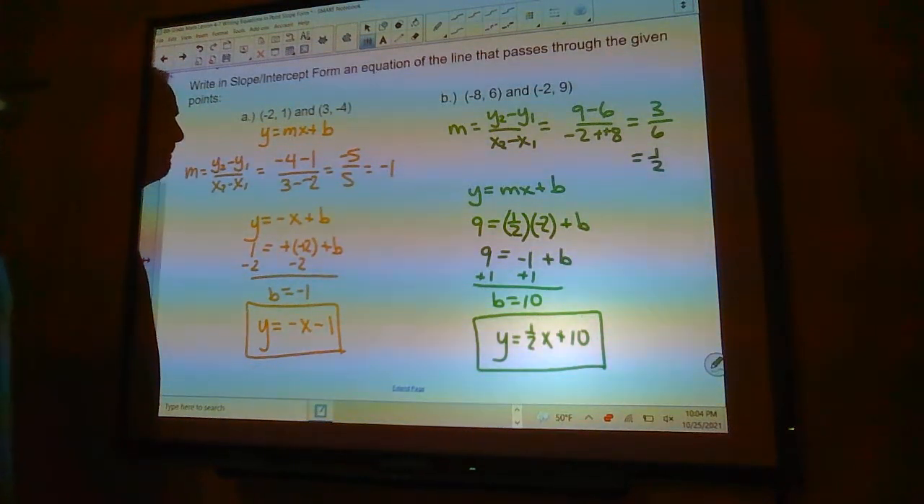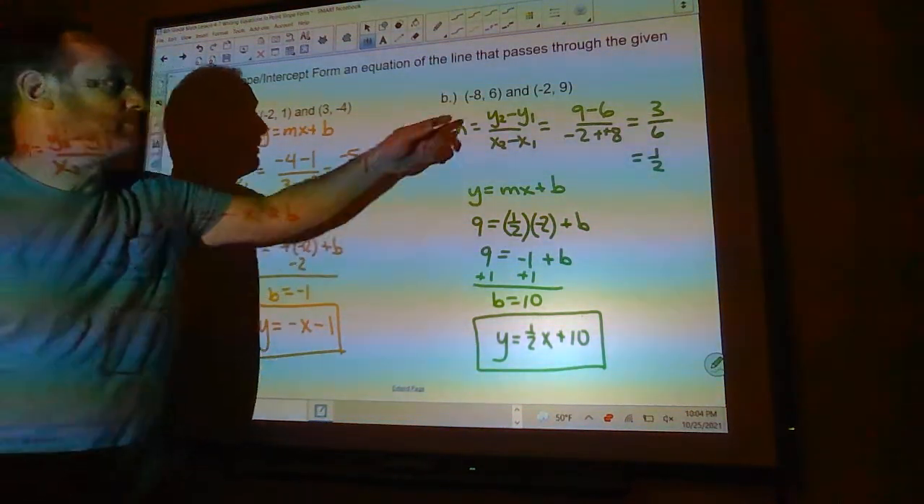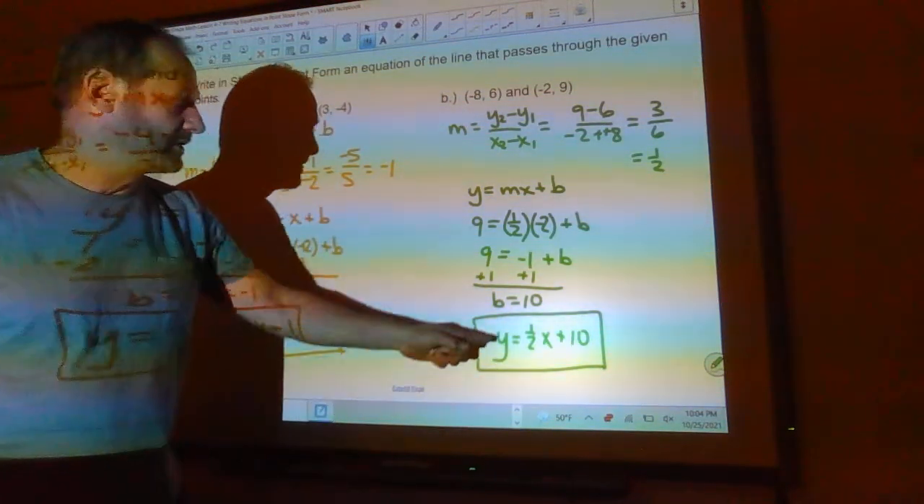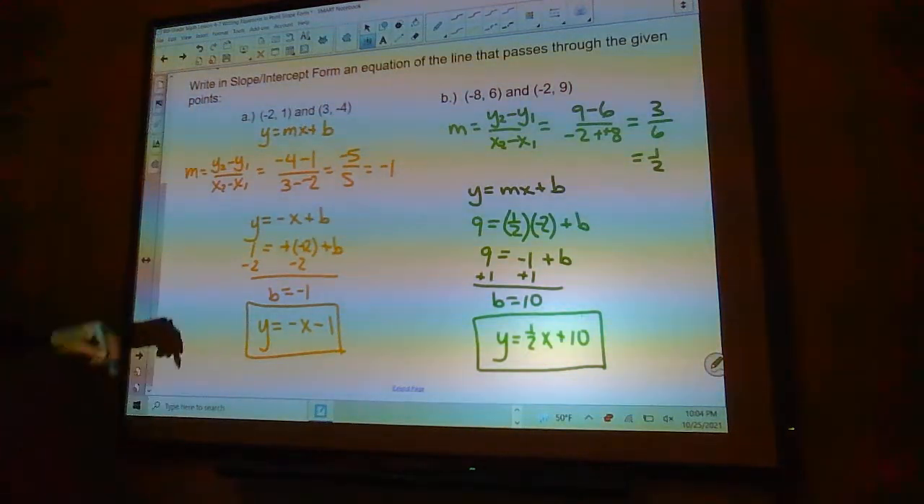And I'm done. You could test it by putting in one of these points. If I put -8 in here, I get -4 plus 10 would be 6. Boom, it works.